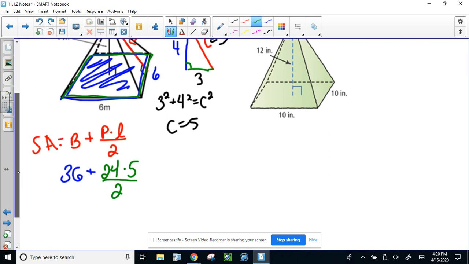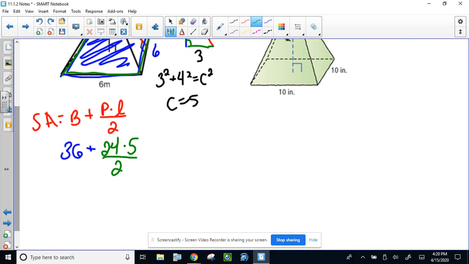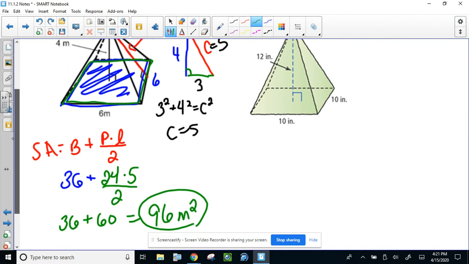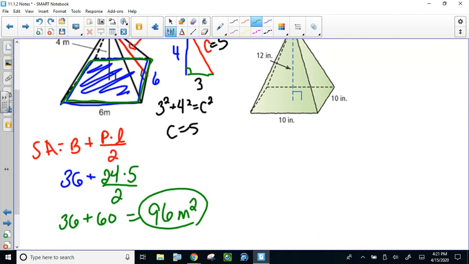So now can we put this all together and find our answer real quickly? I sure hope we can, because this is some pretty easy math now. We're going to do 36 plus 24 times 5 would be 120, and then divided by 2 is going to give us 60. And so then our surface area is now just 96 meters squared. And there's our answer. So we just have to know the slant height in order to be able to calculate it.